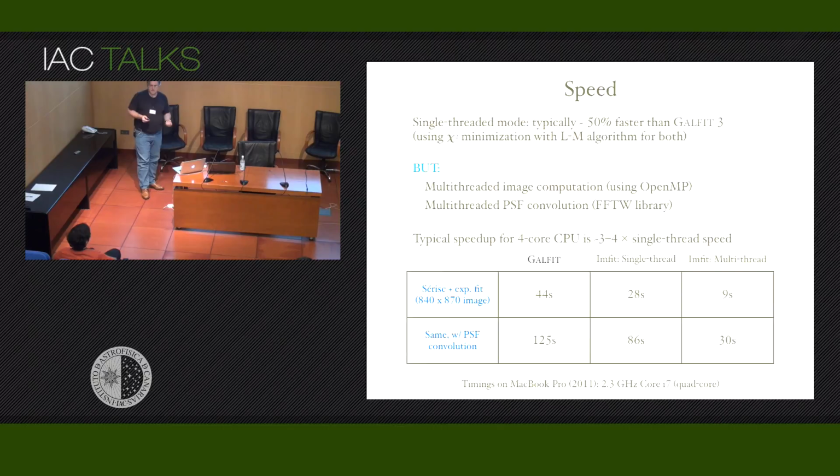If you do PSF convolution, then of course everything takes longer because you're doing all of these fast Fourier transforms. So in that case, Galfit is about 2 minutes. Imfit with a single thread is just under 1.5 minutes. In normal multi-threaded mode, it's 30 seconds.